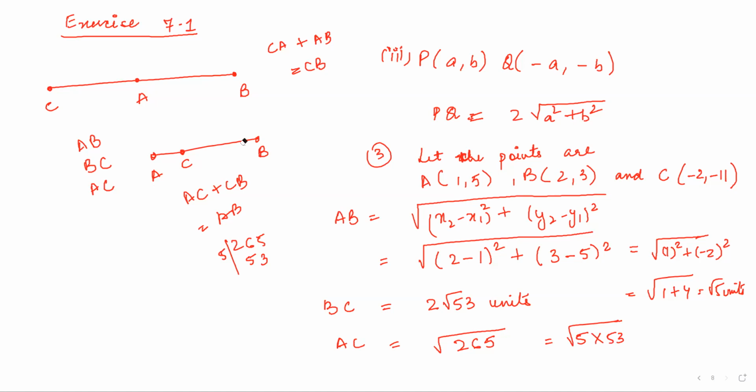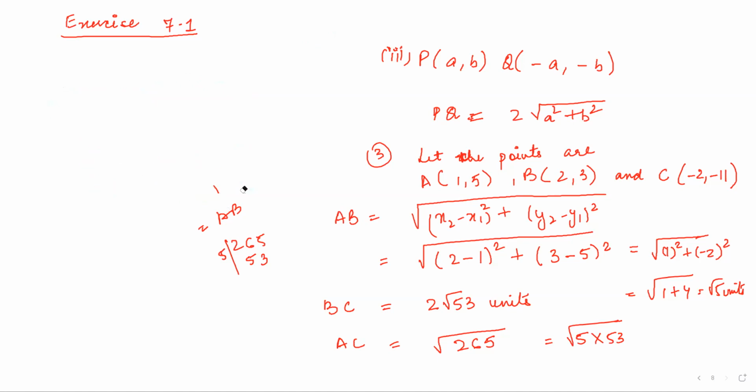See here now, both of you. If I add the two sides, I should get the third one, right? Now, one side is under root 5. The other I'm getting is 2 under root 53. And then I'm getting root 5 into 53. Clear? This is my AB, this is my BC, and this is my AC.